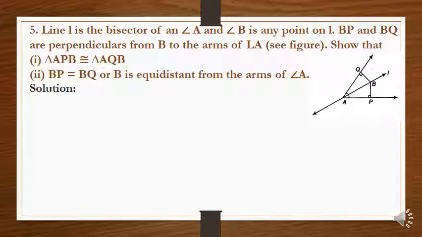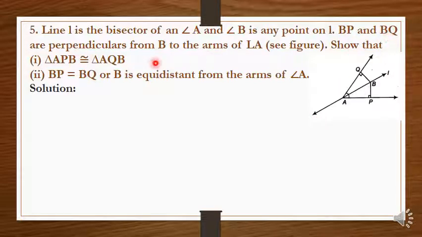Number 5. Line L is a bisector of an angle A and B is any point on L. So we have a line here. Line L is the bisector of angle A. So we have angle A right over here and line L is actually bisecting it. That means these two small angles are equal because angle A has been bisected. Again, B is any point on L. This is any particular random point on L.